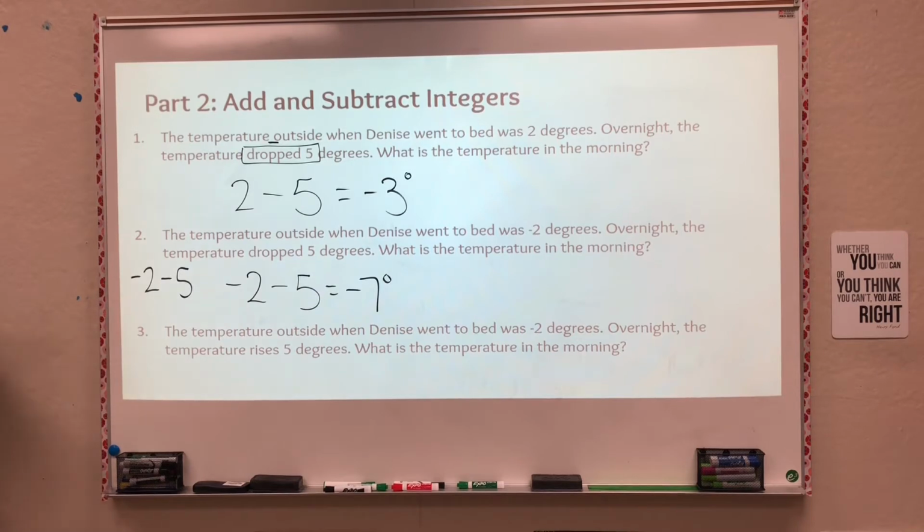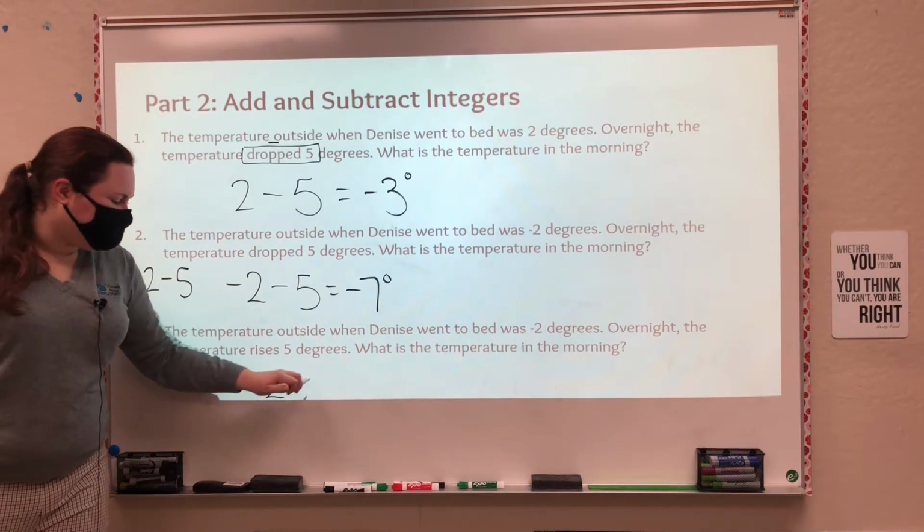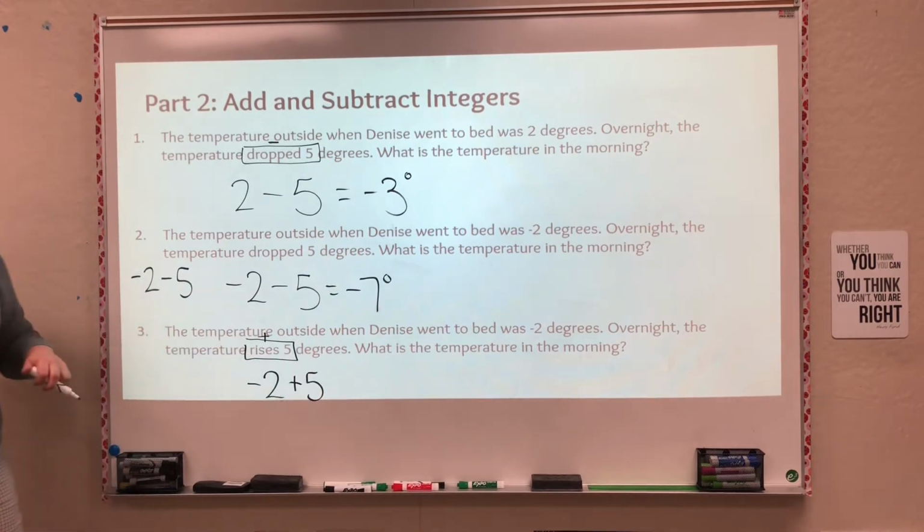And this last one here, we've got the temperature outside when Denise went to bed was -2 degrees. Overnight, the temperature rises 5 degrees. What is the temperature in the morning? So -2 plus 5. Why are we switching to addition? Because it raised up. Yep, it says rises, so that's telling me we're adding. And then this last one here, -2 plus 5, 3.